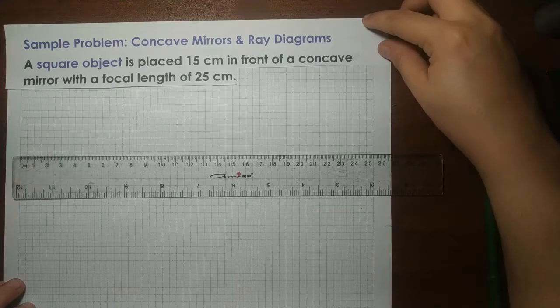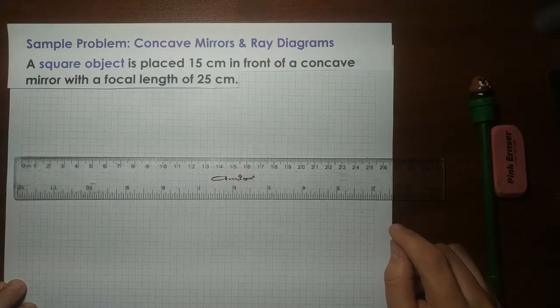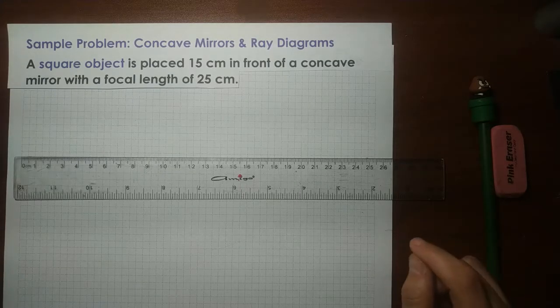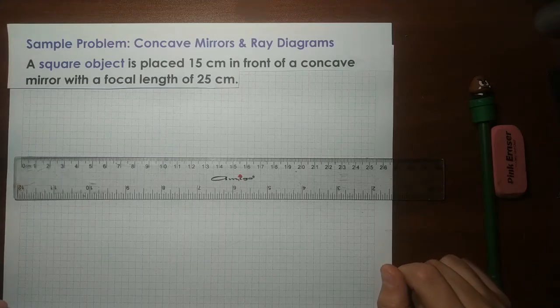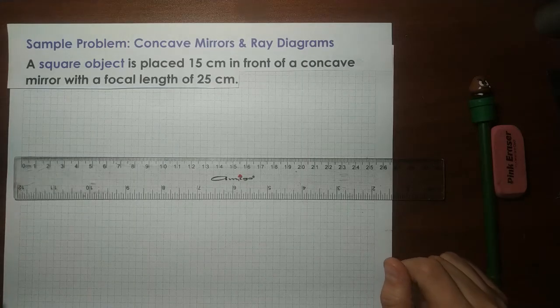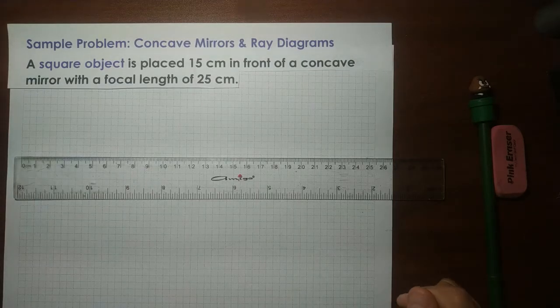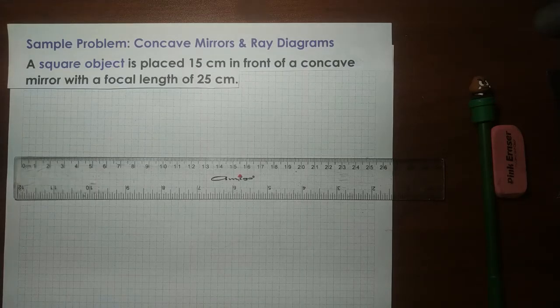Okay guys, today we are going to draw a ray diagram for this sample problem. Now it has two steps. Well, there are two exercises, by the way, but we're gonna focus on the first one, okay? We are talking about a square object that is placed 15 centimeters in front of a concave mirror with a focal length of 25 centimeters.